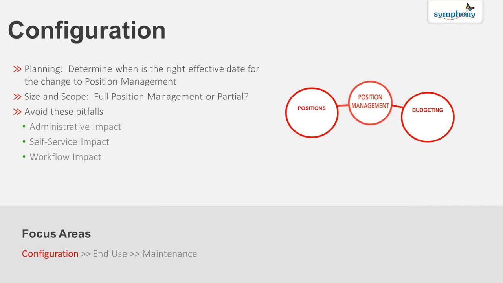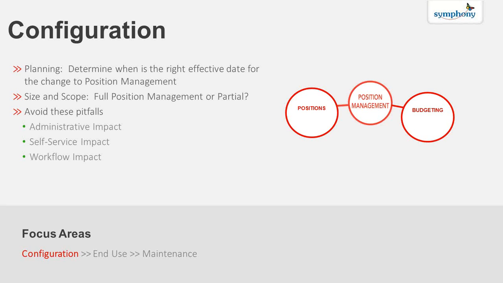The next step would be to start the configuration once you've made the decision to move forward with position management. The key ingredient to that is, of course, planning the actual date in which you're going to implement. Like all PeopleSoft configuration tables, position management uses an effective date. The date that you select should be coordinated with your payroll team to make sure that you are going to start on a pay period begin date, so that it'll have the least amount of impact to your payroll process.